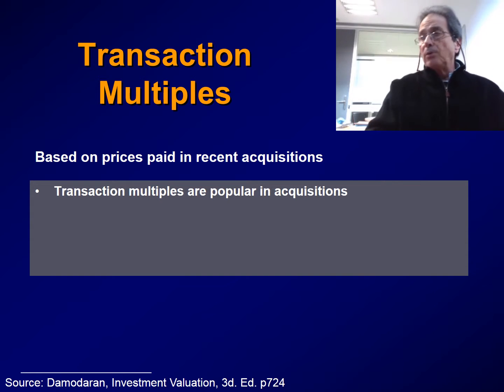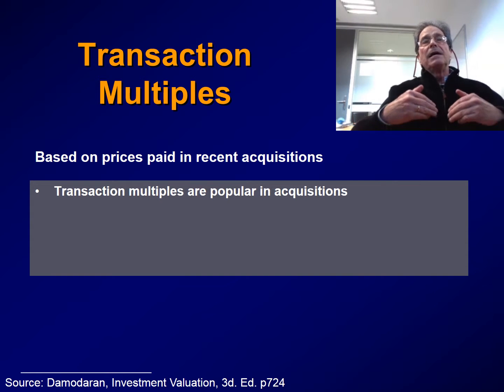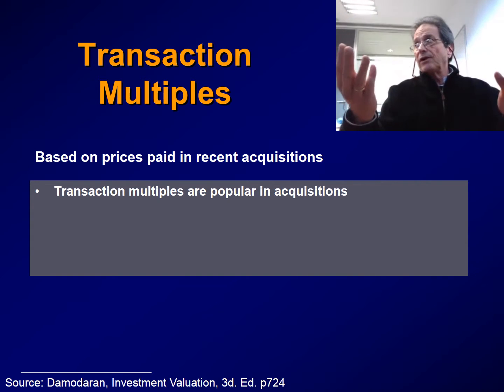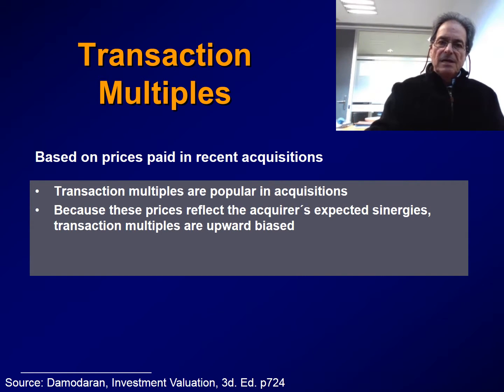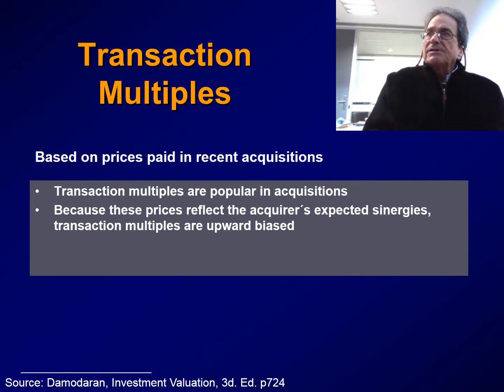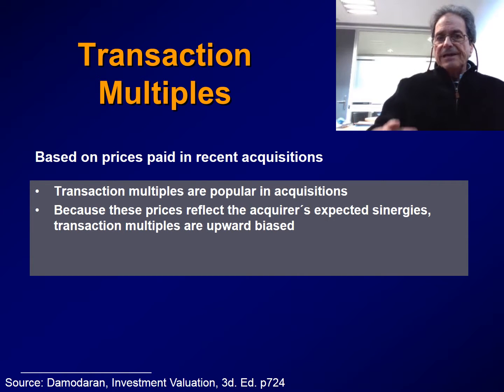Transaction multiples are popular in acquisitions. Usually when people are valuing the acquisition of another company, they tend to use sometimes these transaction multiples. The problem with transaction multiples is that they somehow reflect the acquirer's expected synergies, or at least part of the acquirer's expected synergies. Let me explain. When someone is considering taking control of another company, it's because supposedly the buyer expects to add value to this company which is being acquired.